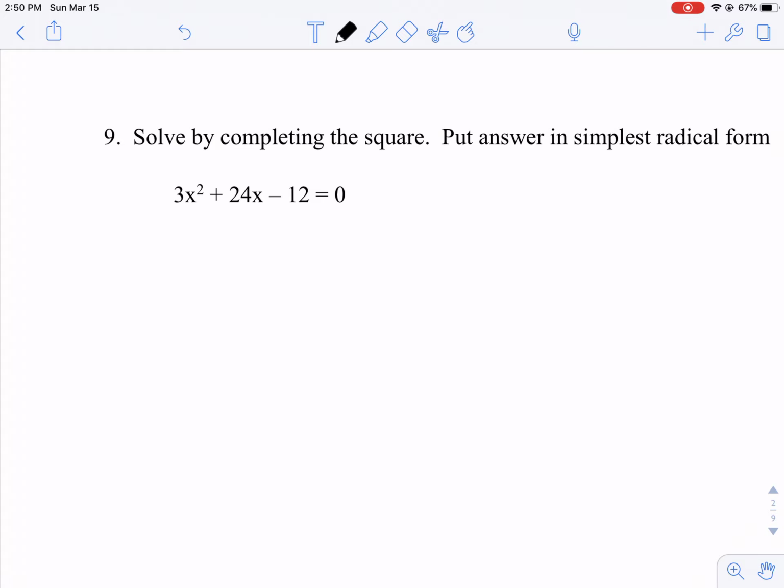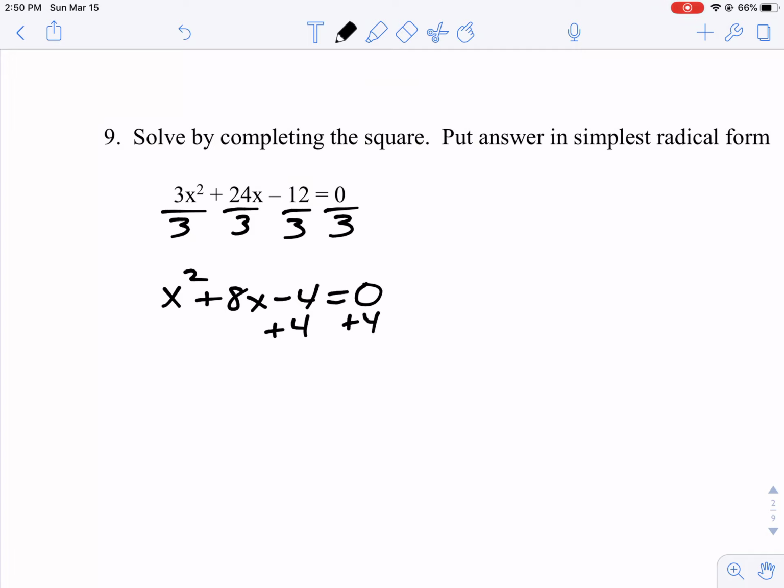All right, so to complete the square, you are not allowed to have a number touching the squared term, so you want to divide everybody by 3. So x squared plus 8x minus 4 equals 0. And now we're ready to complete the square. That was just the prep work. So the constant has to be on the other side. X squared plus 8x equals 4.